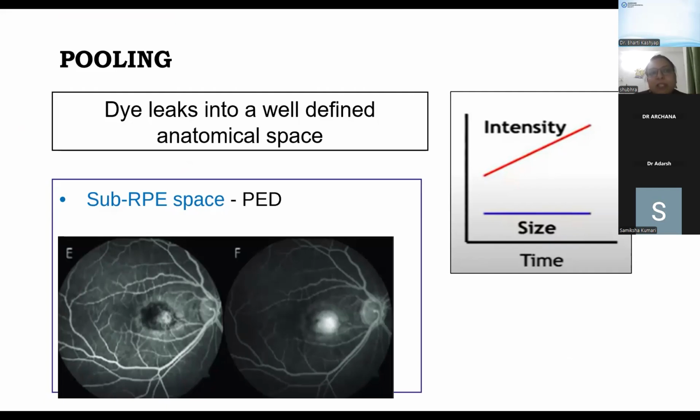Similarly, pooling means there's a well-defined space and the dye is leaking into it. So the intensity will increase, however, the size will remain same. This occurs in case of PED. So PED is a detachment of the RPE. So the dye will go to that detachment and will remain in that detachment. It is not going anywhere else. So the intensity will increase, however, the size remains same over time.